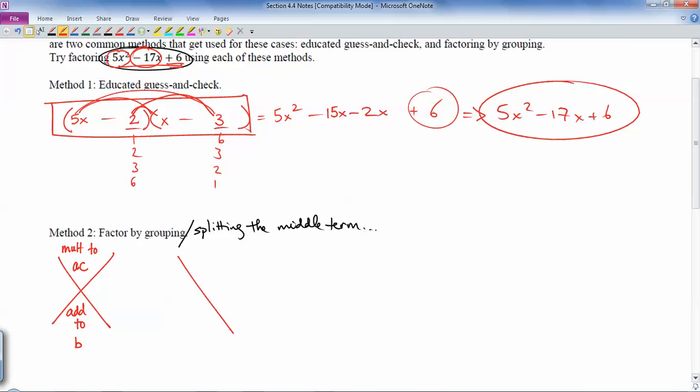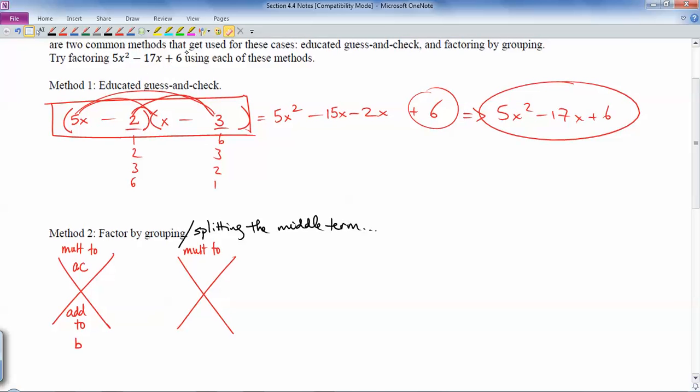So in our example, I'm looking for two numbers that multiply to a times c, which is way up here, it's 5 times 6, so 30. And I want those two numbers to add up to negative 17. And the idea is that you put your two numbers here and here. So two numbers that actually work, and this is the puzzle that you have to solve.